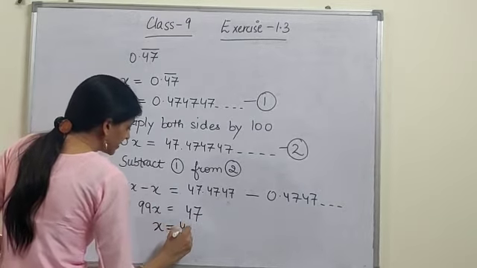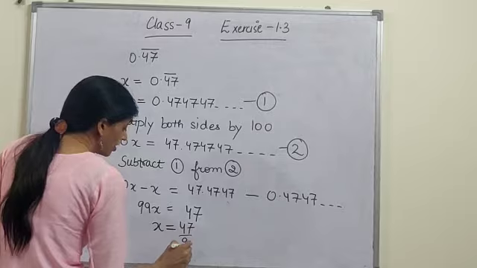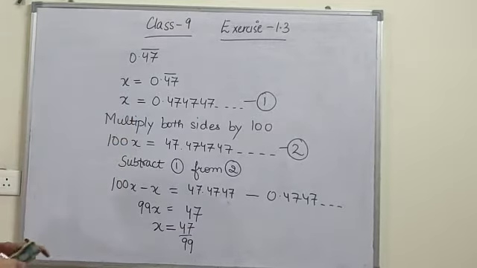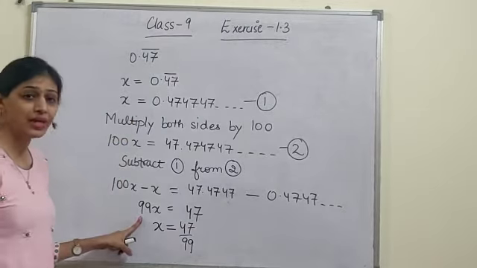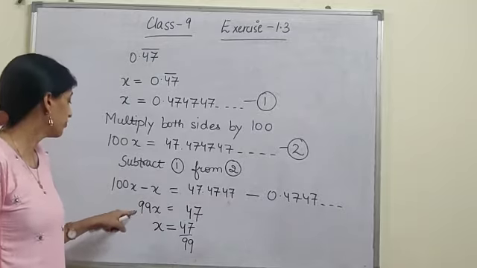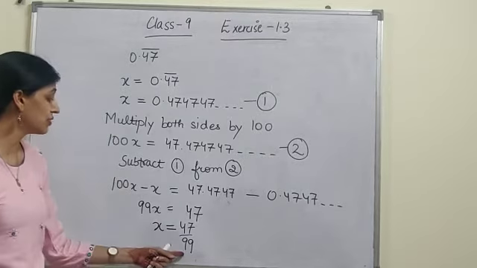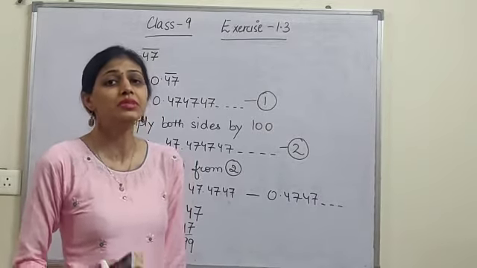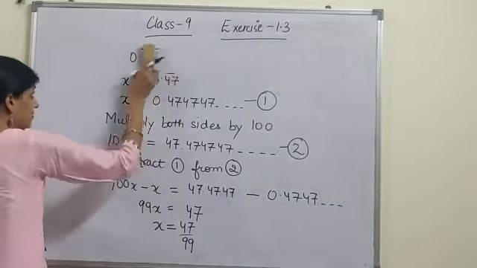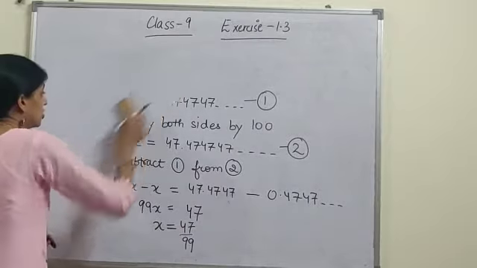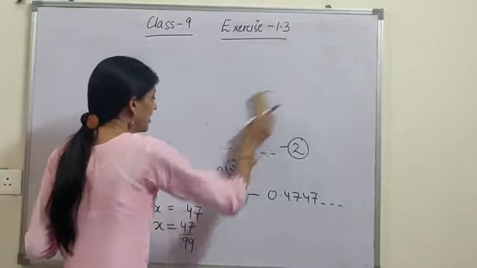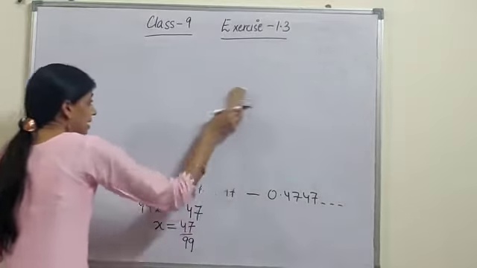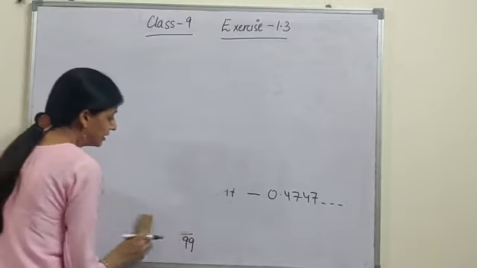So the value of x is 47 upon 99, because when this number is in multiplication on the left hand side, so from the left hand side when it goes to the right hand side, it comes into division. Multiplication becomes division when the side changes. So in this way you can find out this question. Let's take another example.